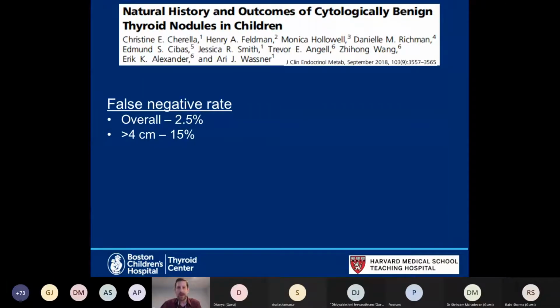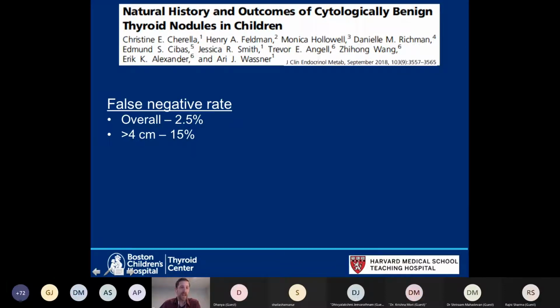This is, again, probably the largest study that I'm aware of on pediatric cytologically benign nodules, which we published a number of years ago. And the good news is that benign cytology is quite reassuring, as it is in adults. However, there is a substantial false negative rate for larger nodules, and I recognize there's some debate in the adult literature about whether false negative rate is associated with size, but at least from the data that we have, large nodules seem to have a fairly high false negative rate.